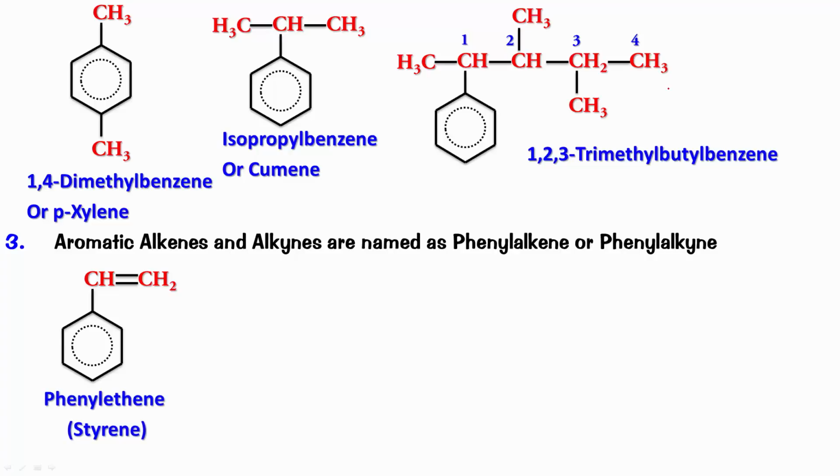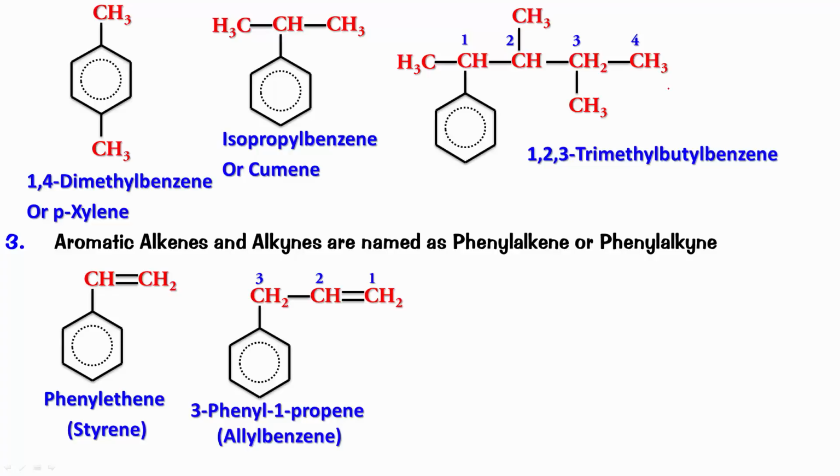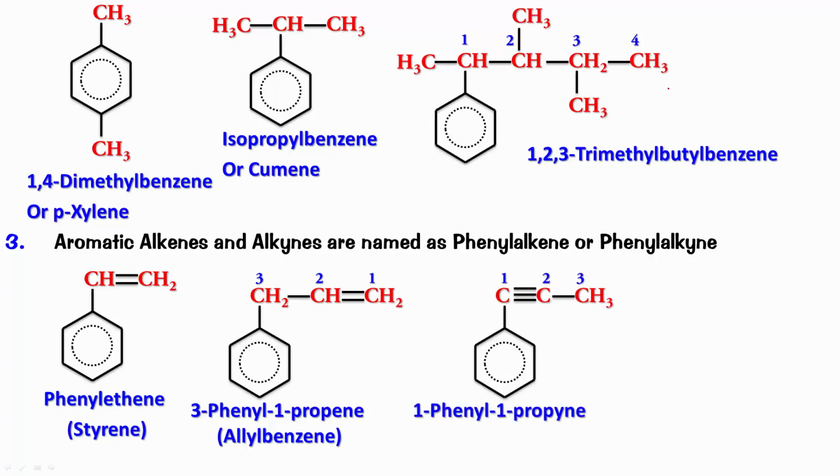Try this one. Number it first. And obviously double bond gets the preference. 3-phenyl propene or 1-propene, whichever way you want to call it, also known as allyl benzene. What would you call this one? Well, numbered, 1-phenyl propyne or 1-propyne, whichever way you want to call it.